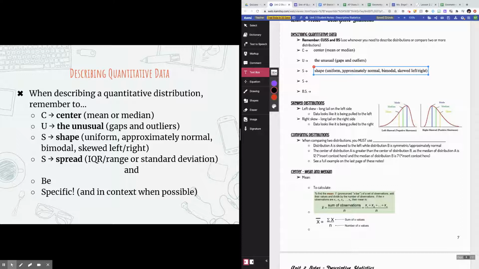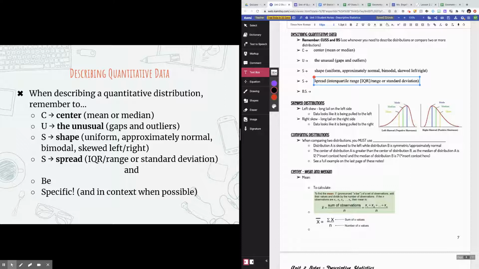So those are your typical shapes that you're dealing with. More often than not, the most common ones that you will see are approximately normal and then skewed left or right. All right, and then your last S stands for spread. Okay, so for spread, you're either going to talk about IQR, which is interquartile range, abbreviated IQR, or range. I should put that in brackets so we don't have parentheses inside parentheses. Okay, so one or the other. If you have the ability to do IQR, it's more accurate, so use that whenever you can. But if you don't have the ability to calculate an IQR, then range is okay. Right, so IQR or range or standard deviation.